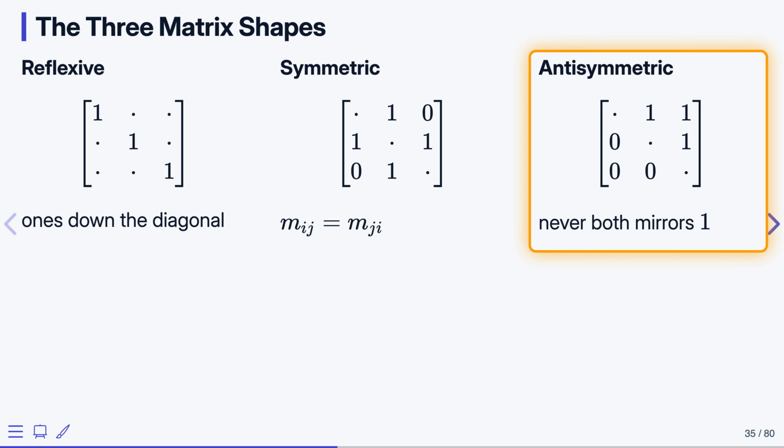The third matrix is antisymmetric. Look at each mirror pair again. Row 1 column 2 is 1, so row 2 column 1 must be 0, and it is. All the ones sit on one side of the diagonal.